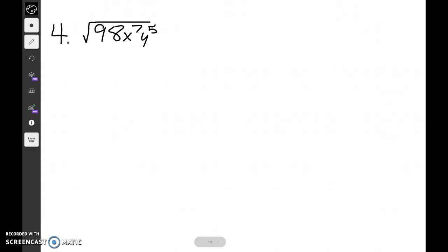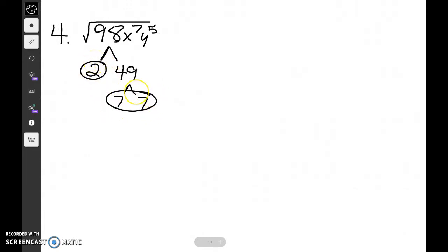All right, welcome back. So to work this problem out, we're going to take 98 and break it down. Now, in this one with 98, I'm going to start by dividing it by 2 because it has an even number on the end here. So when I divide that by 2, 98 divided by 2 will give me 49. Now, I know 49 will break down into 7 and 7.